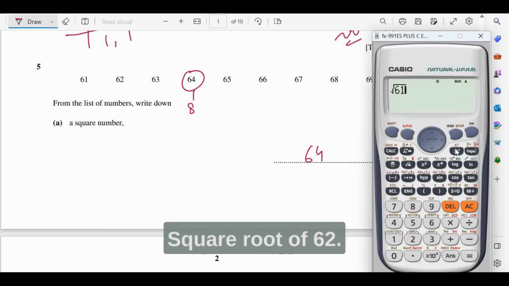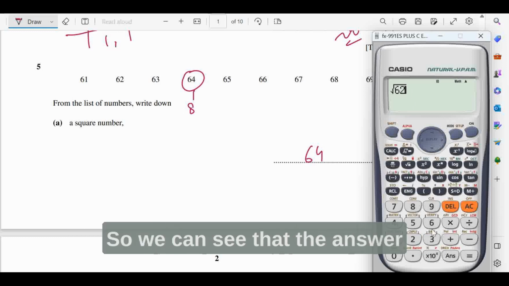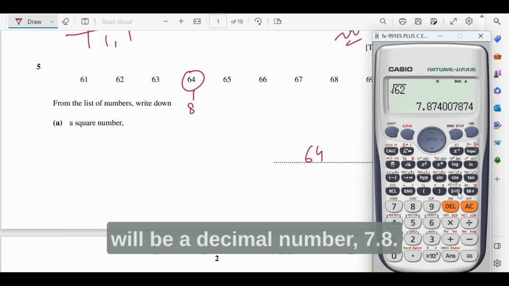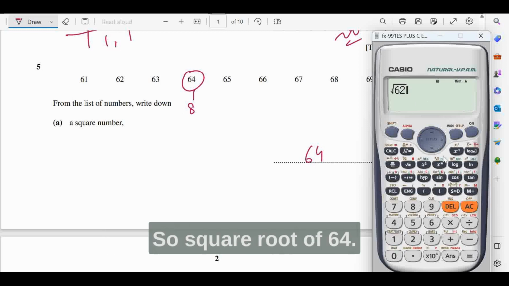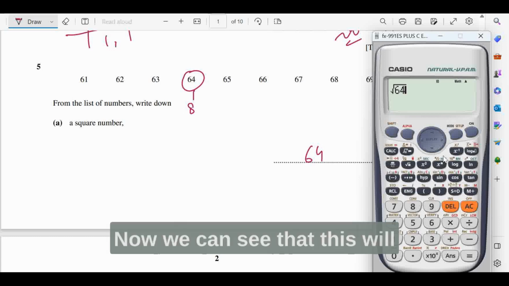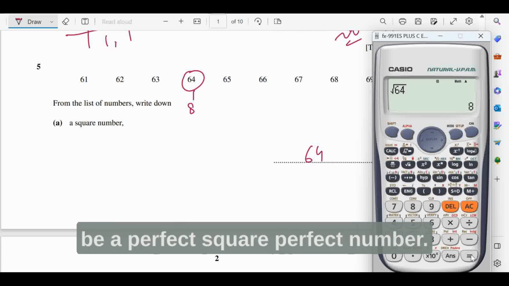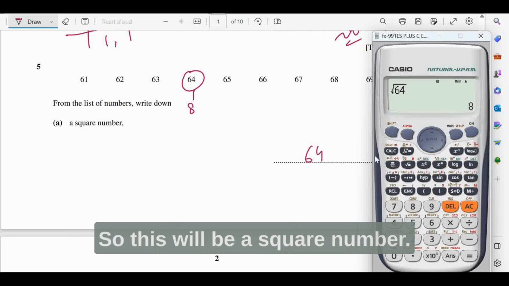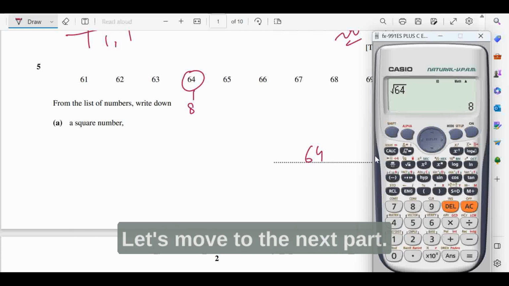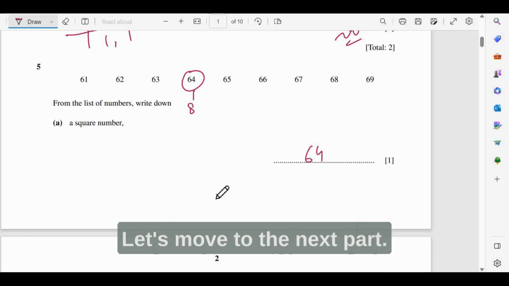Square root of 62. We can see that the answer will be a decimal number, 7.8, so it is not a perfect square. Now square root of 64. We can see that this will be a perfect square, so this will be an integer. So this will be a square number. Let's move to the next part.